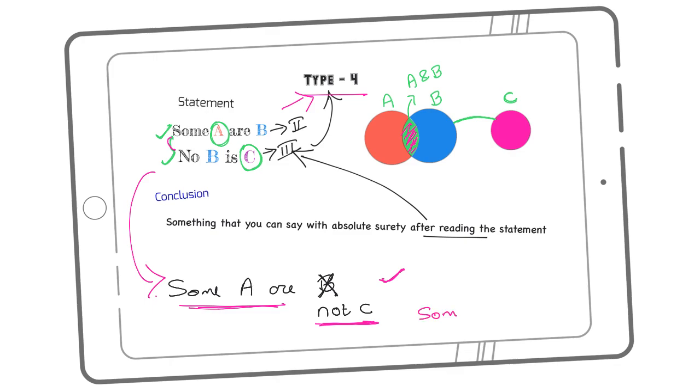And how do I write this? This is the easiest way. First write some A are B. Then cut this B and ask yourself, can I write this as not C? Yes, you can write this as not C because no B is C. So the obvious conclusion at the end is some A are not C, and that turns out to be my conclusion for type 4. Can I say this surely after looking at the diagram? Yes. Some A are B, so the A which are B are not C. The A which are B, which is this intersection I'm highlighting in pink right now, are not C. So remember this type 4 and its conclusion.